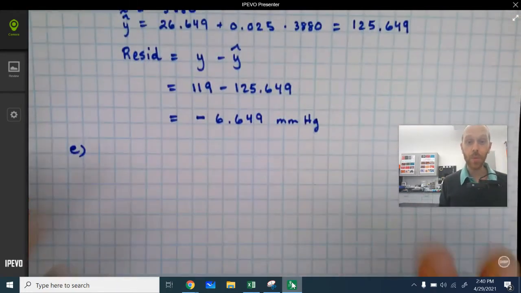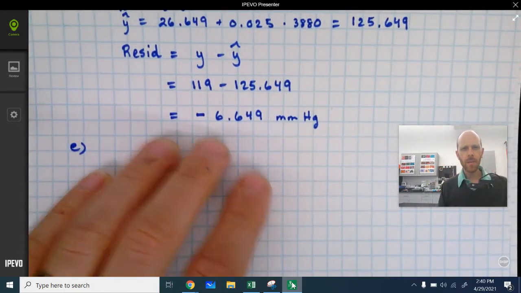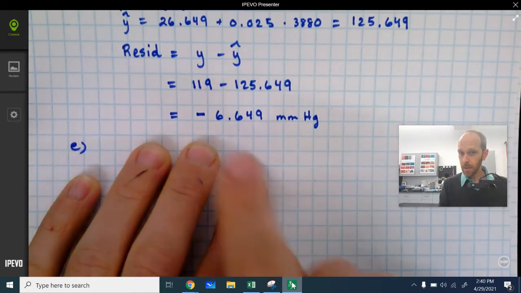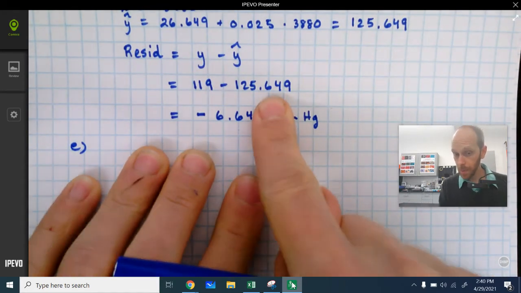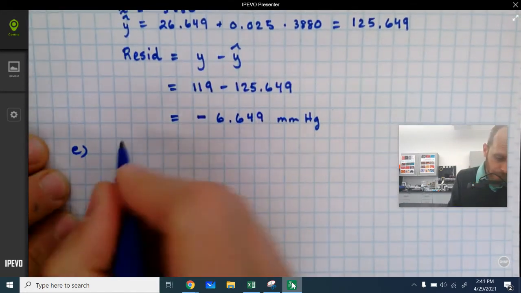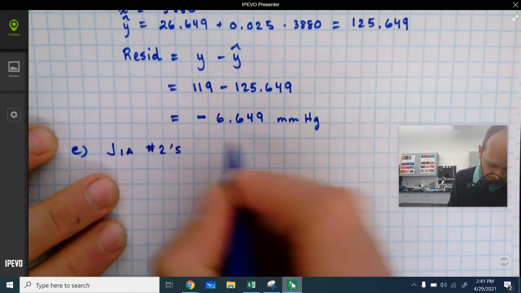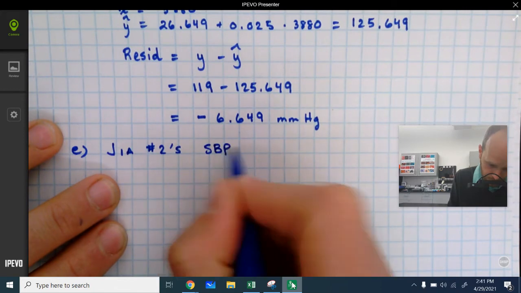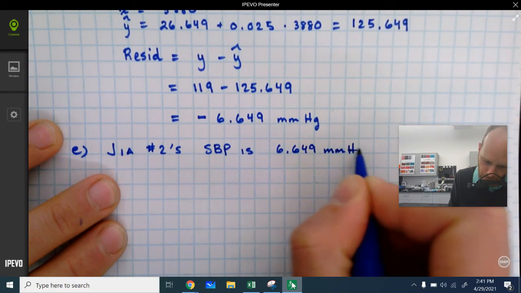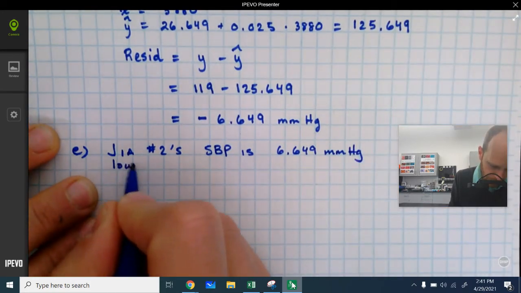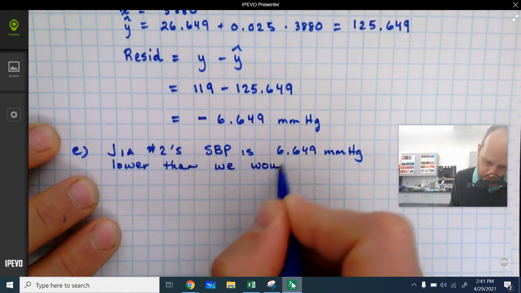E asks us to interpret what that means. Well, think about this for a second. What would it mean for the residual to be negative? Doesn't that mean that his actual blood pressure is lower than we expect? So because of the negative, we're going to say that GN number 2's systolic blood pressure is 6.649 millimeters of mercury lower than we would predict.